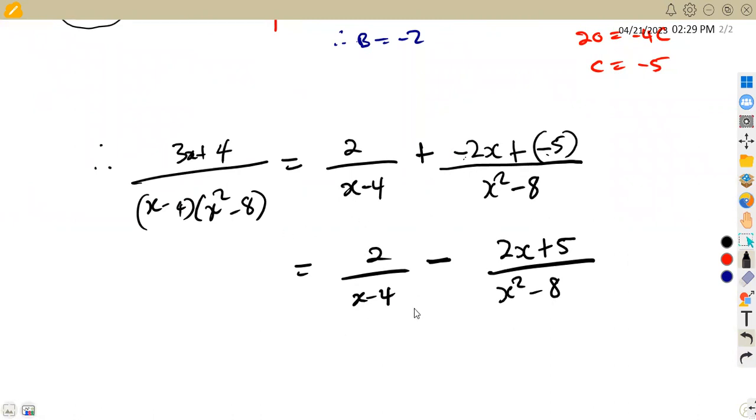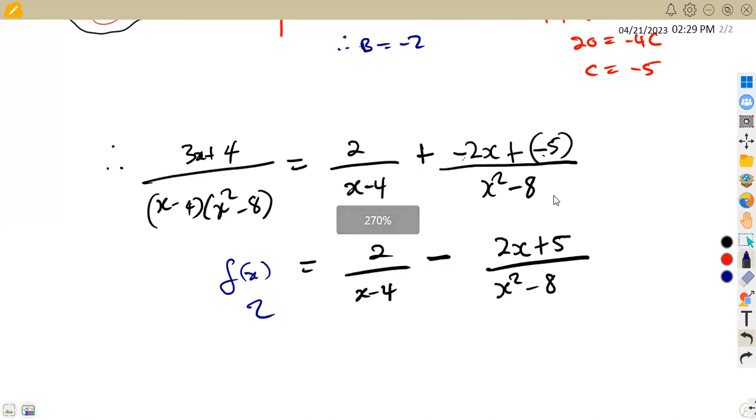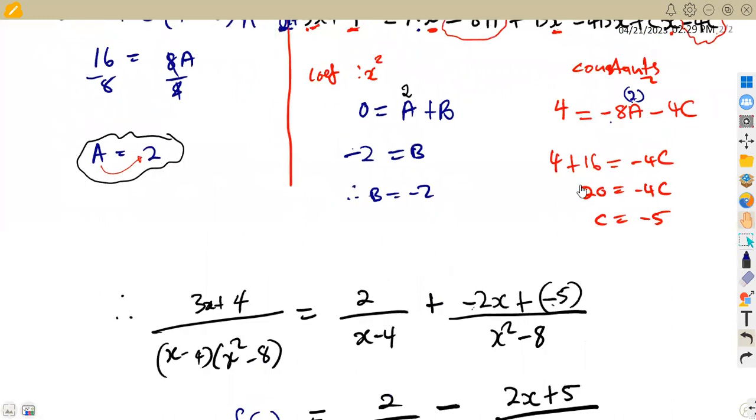This is 2 over x minus 4. So this is what you're going to have as your f of x, or you can write it even as f of x is equal to. So that is a revision, guys, on expressing a normal fraction into partial fractions. So that was our question in this case.